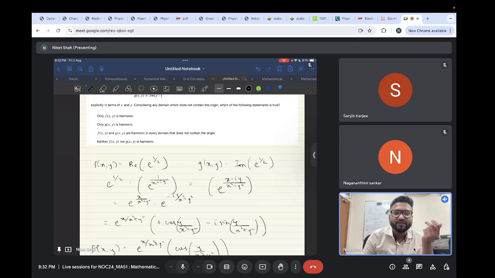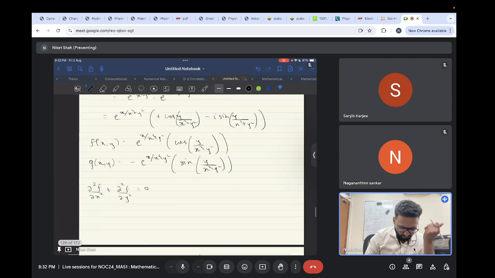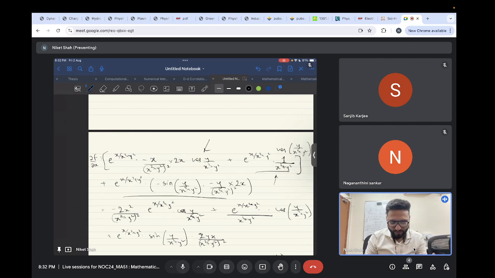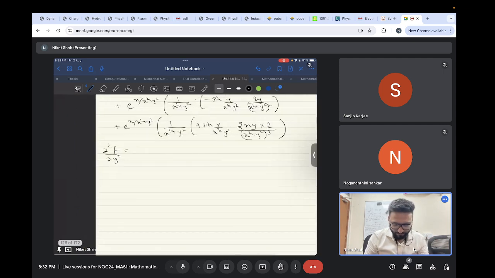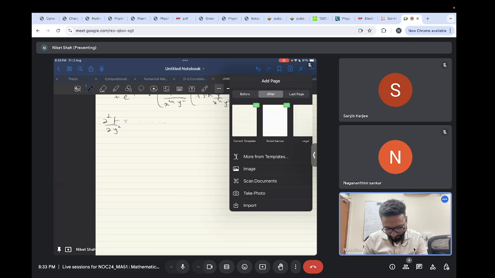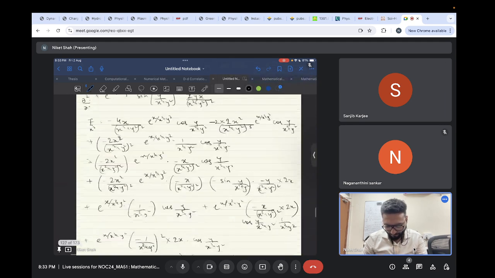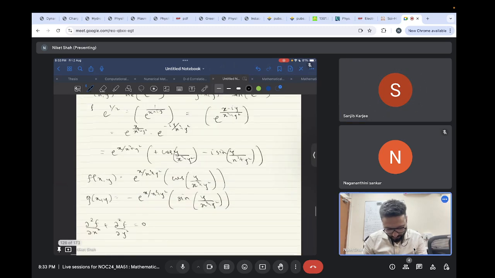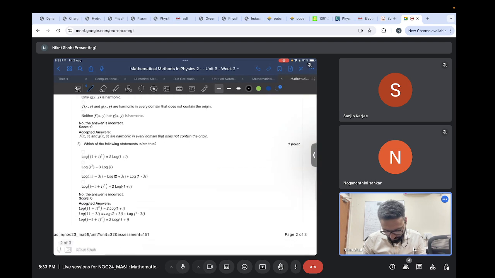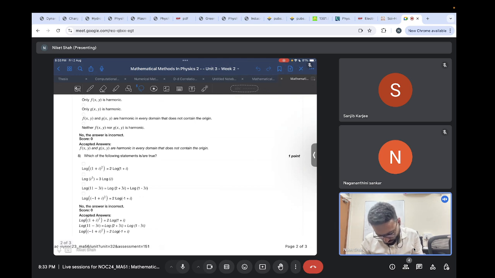So similarly, you also have to check whether g of x comma y is harmonic or not. This is the only way I can think of: you will have to differentiate it twice and then you'll have to equate it. So do this and then equate, and whatever you get is the answer. All right. Let's move on to the next one.